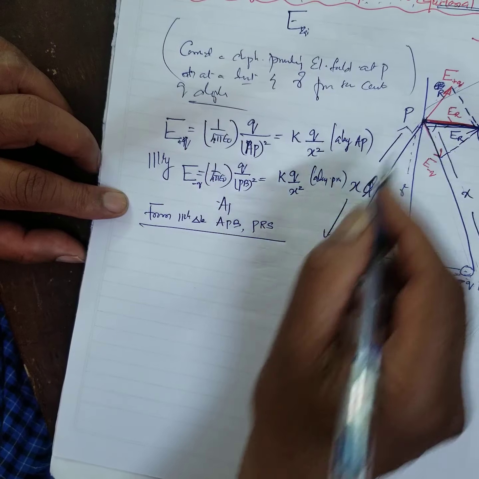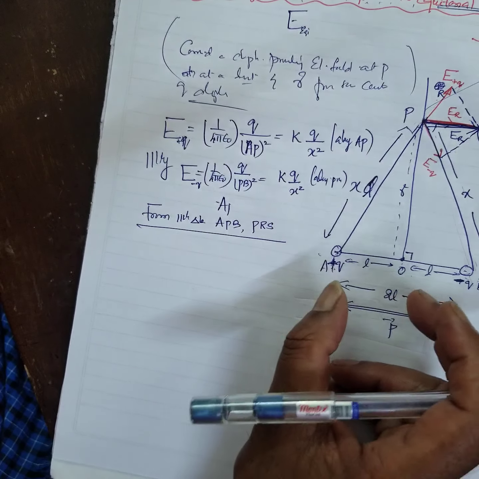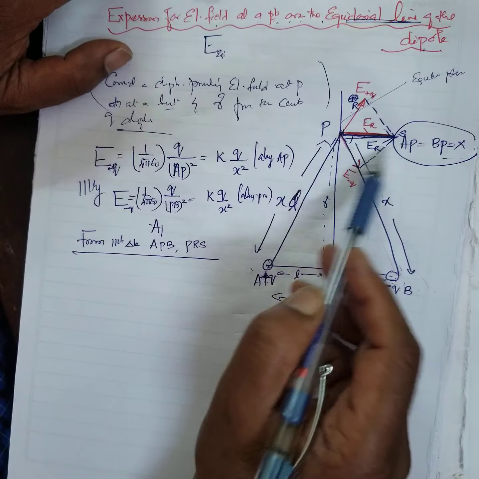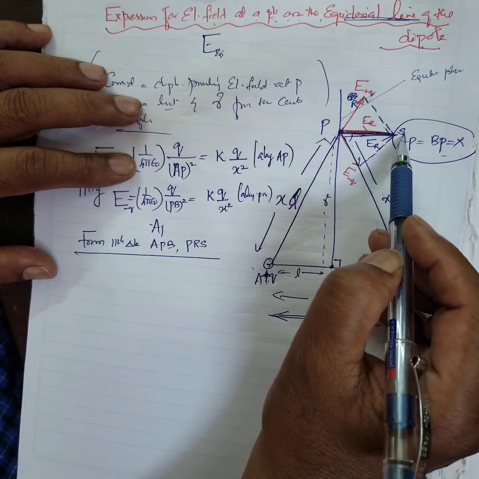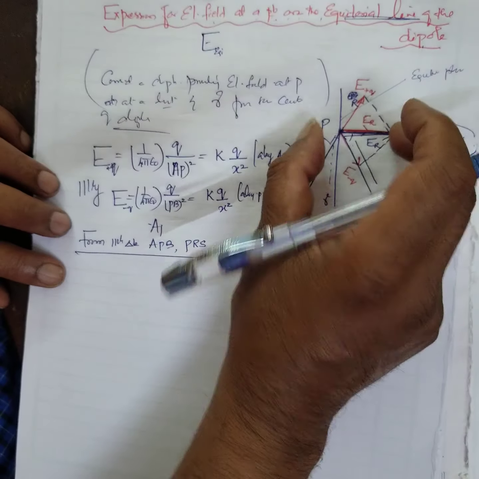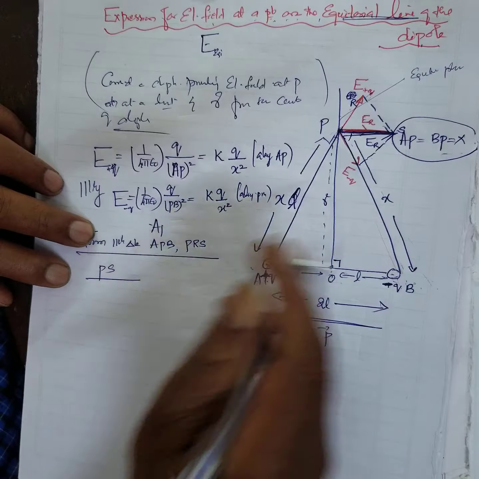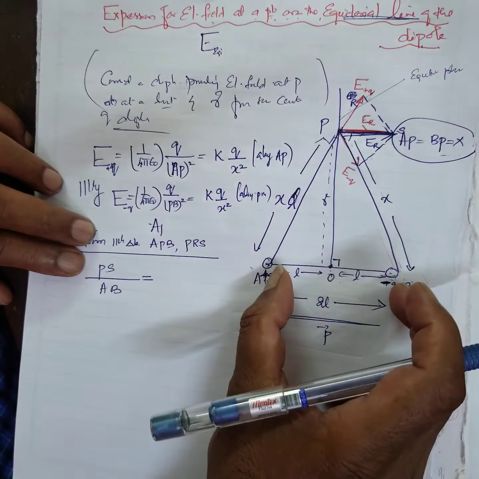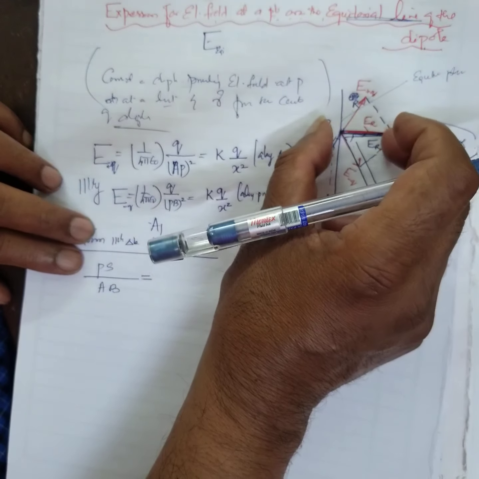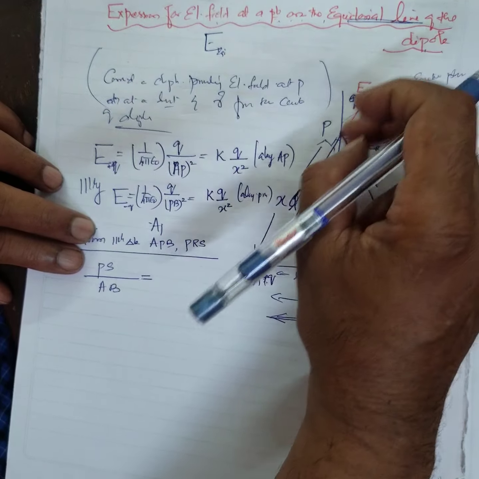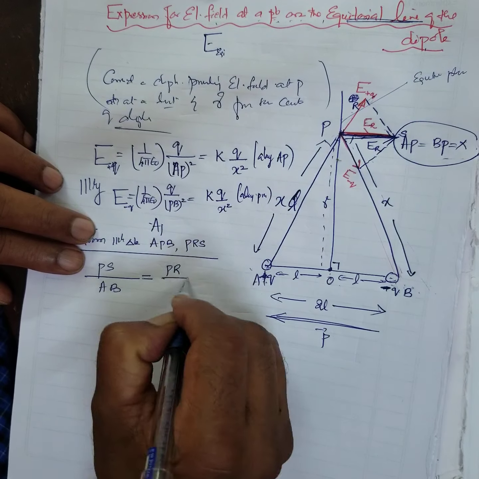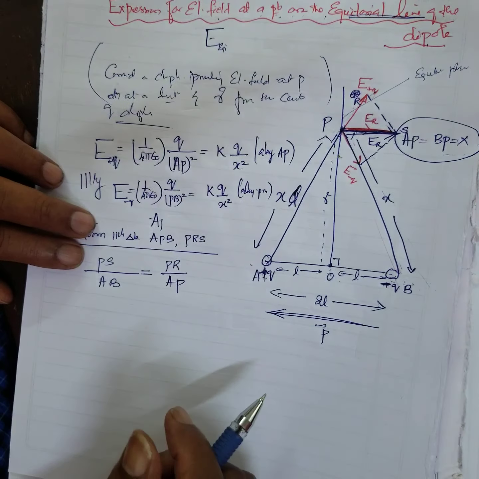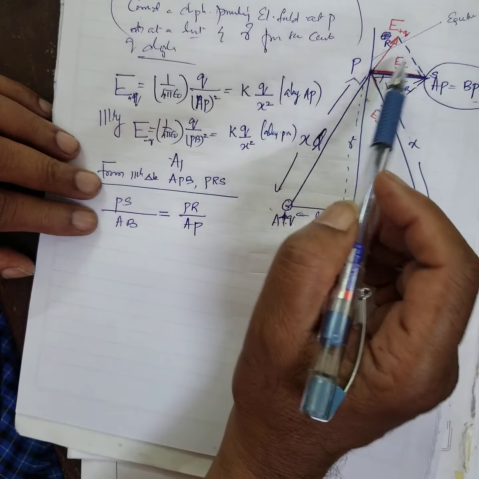From similar triangles, PRS you can take. Now you want the electric field, so this base divided by this base. That is PS divided by AB equals PR divided by AQ, AP. Therefore, what is PS?